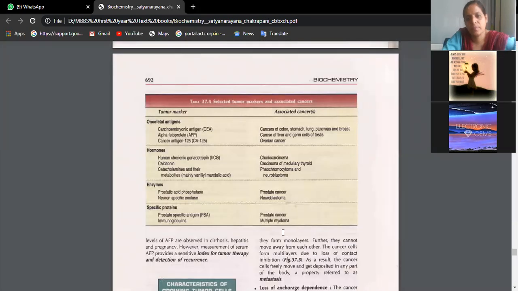See, this is tumor markers. The tumor markers names are given on left side, associated cancers are given on right side. For example, carcinoembryonic antigen is the tumor marker. It is increased in breast cancer, pancreatic carcinoma, lung, stomach, colon cancer. Oncofetal antigens. All these are the tumor markers. They may be increased in respective cancers which are given on right side. Ritika, is that okay? Now you understood? Yes, ma'am.